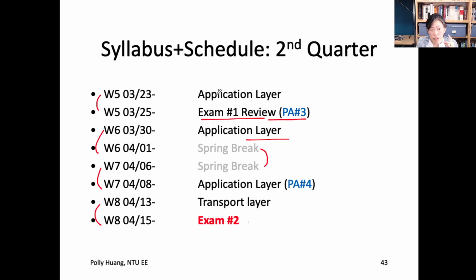So the application layer is going to go 3 more lectures, and we'll wrap it up. By the end of week 7, PA4 is due. And then at the end of week 8, the second exam comes. For the second exam, the scope is very small: only 3 application layer lectures and then the transport layer lecture.